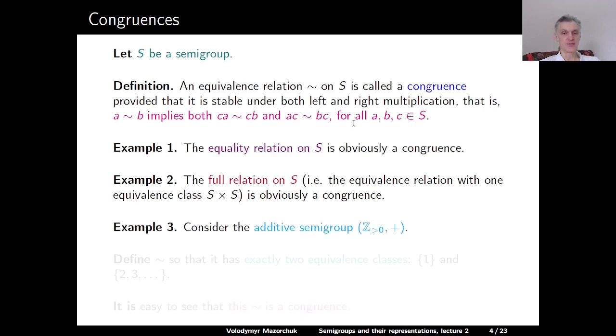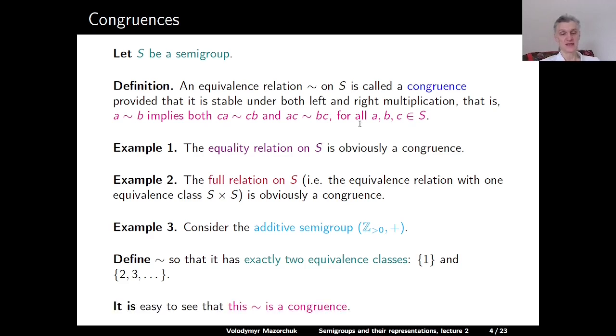And example 3. Consider the additive semigroup of all positive integers with respect to addition. Define the relation tilde such that we have exactly two equivalence classes: a singleton class consisting of 1, and everything else joined in one equivalence class, 2, 3, 4, and so on. It is easy to see that this tilde is a congruence. So if 2 is equivalent to 3 and we add any number, we get two elements from the same equivalence class. So this is a congruence.